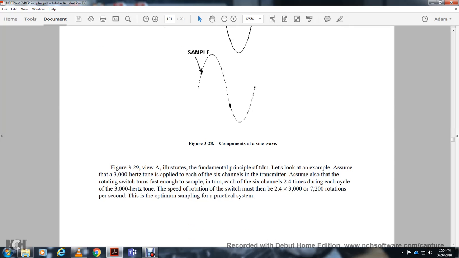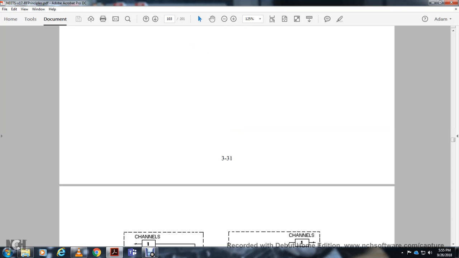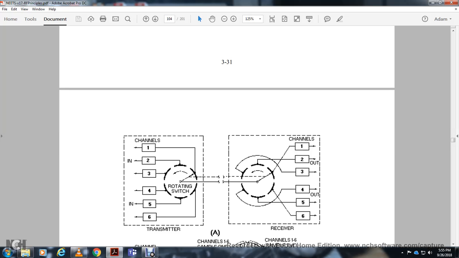Look at the example. Assume a 3,000 hertz tone is applied to a 6 channel transmitter. Assume that a rotating switch samples each of the six channels 2.4 times during each cycle of the 3,000 hertz tone. The speed of rotation of the switch must then be 2.4 times 3,000, or 7,200 rotations per second, in the optimum sampling practical system. You have channels 1, 2, 3, 4, 5, 6 in at the rotating switch, and then channels 1, 2, 3, 4, 5, 6 out.